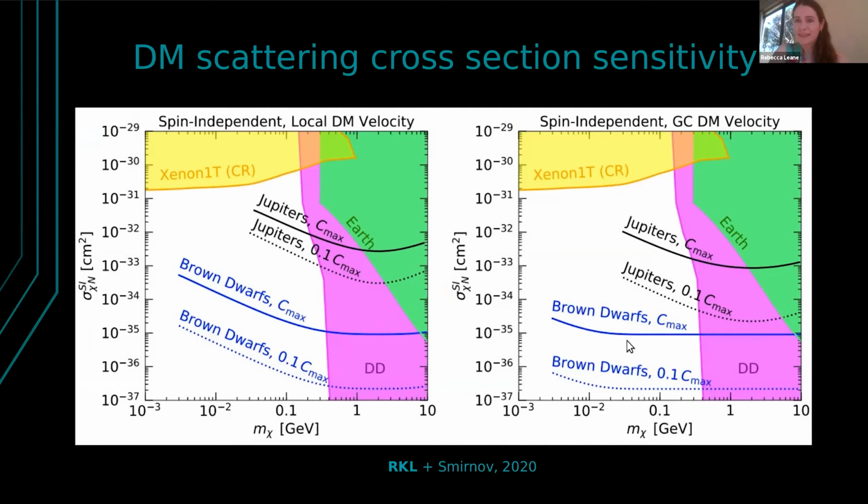What you see on the right-hand side is the same thing, we're just looking in the center of the galaxy where the velocities are lower. Because they're lower, it's easier to capture, so you have a bit better sensitivity. And again, we see we have something that is several orders of magnitude further down than anything else that we have. So hopefully this means dark matter heated exoplanets will give us some probe to either discover or exclude dark matter in this sort of parameter space.